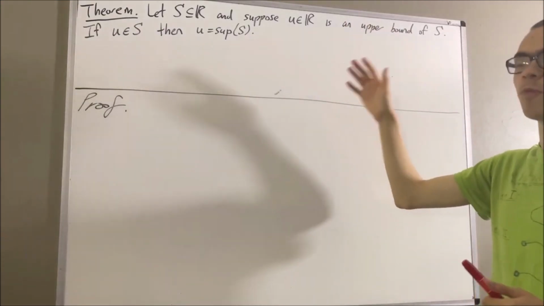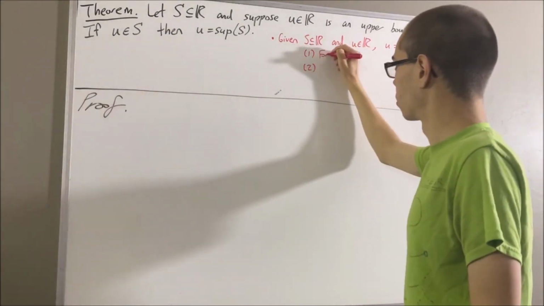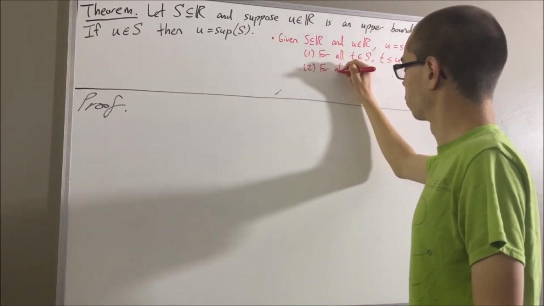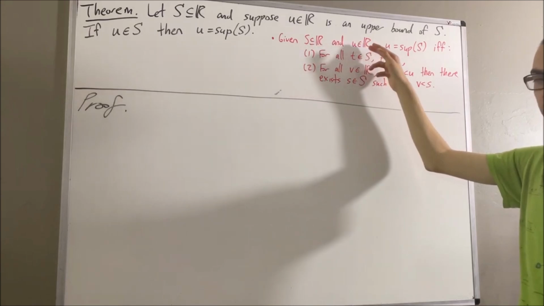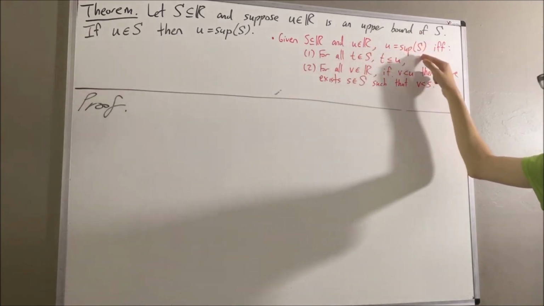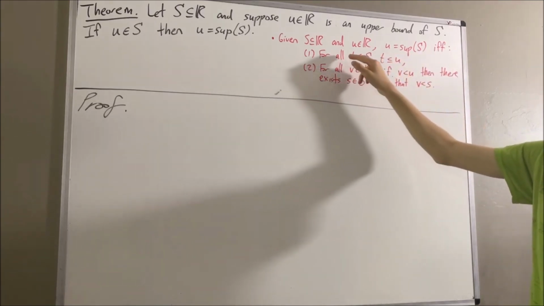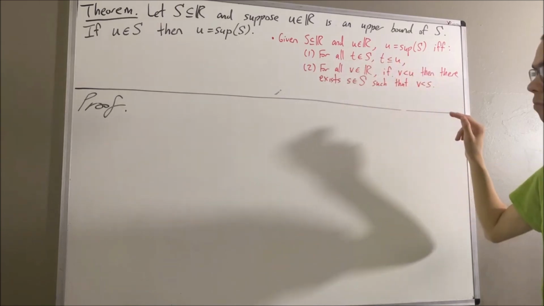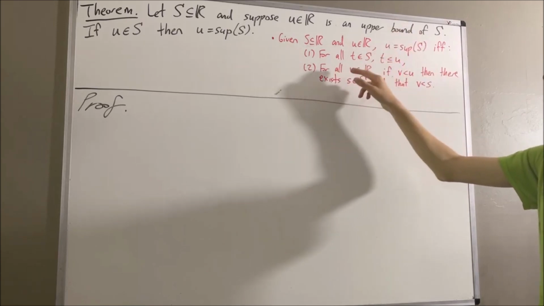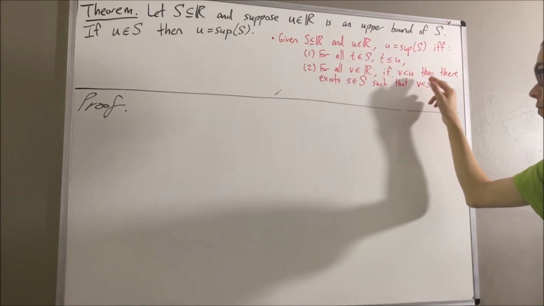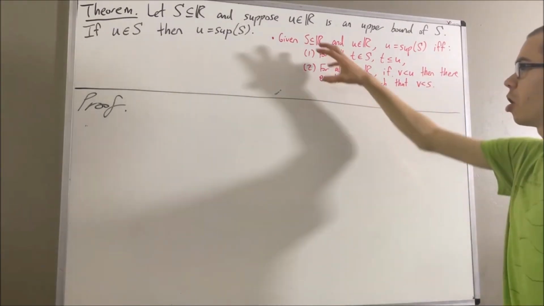Okay, now in proving this theorem, we are going to rely on the following fact. Given a subset of real numbers S and a real number U, we have that U is the supremum of S if and only if both 1 and 2 are true. 1 is that for all elements T in S, T is less than or equal to U. In other words, U is an upper bound of S. And second, for all real numbers V, if V is less than U, then there exists an element S in S such that V is less than S. And I'll call this fact lemma star.